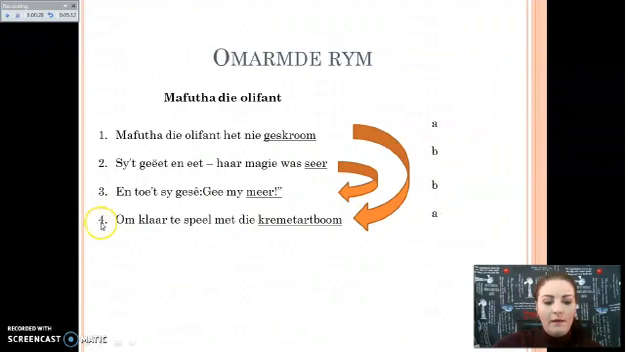And only in line 4 it ended with kremmertaartboom. Kremmertaartboom sounds the same as line 1's geskroom, get the same alphabet letter. But can you see no paths were crossed to get to one another? So that's called an armbereik. Think about when you put your arm around a friend.